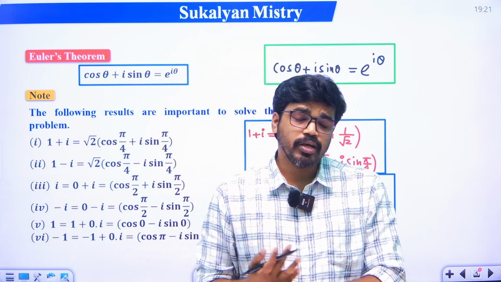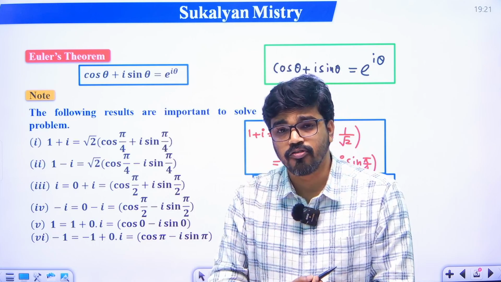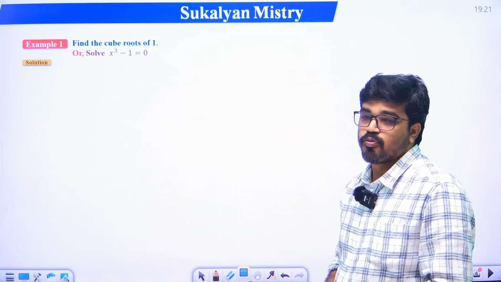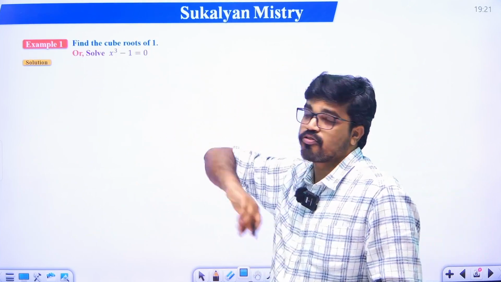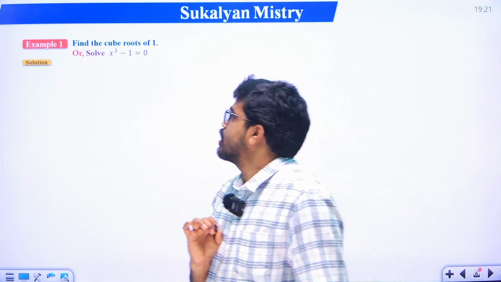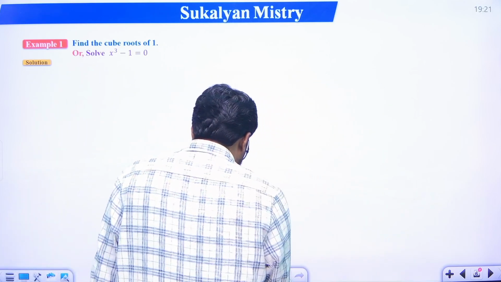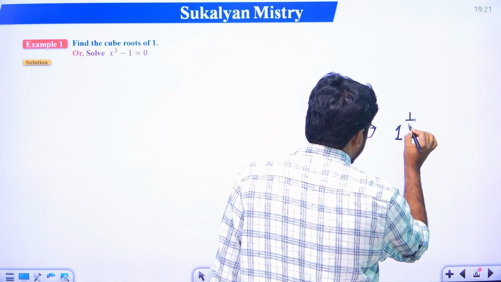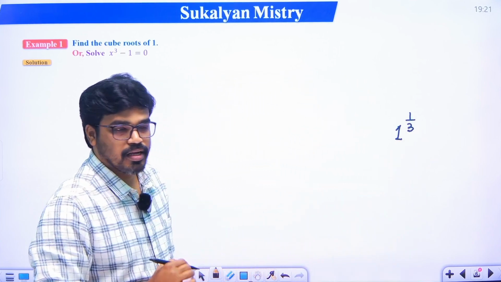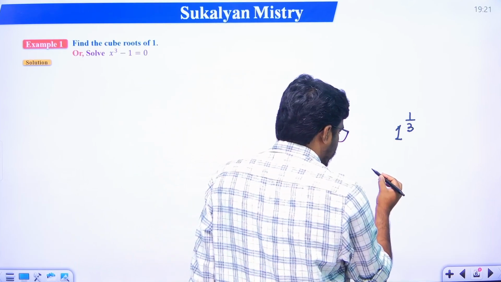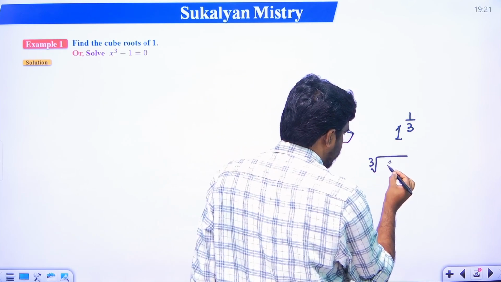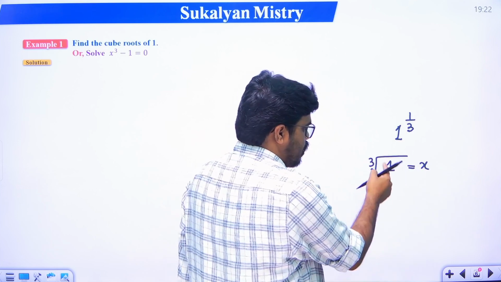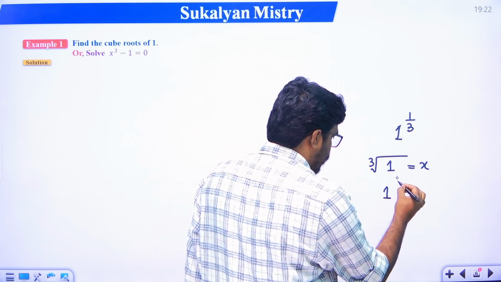Okay, so now we are going to find the cube roots of unity. Unity means 1. So the first problem is to find the cube roots of 1, that is, the cube roots of unity. That means 1 to the power 1 by 3.